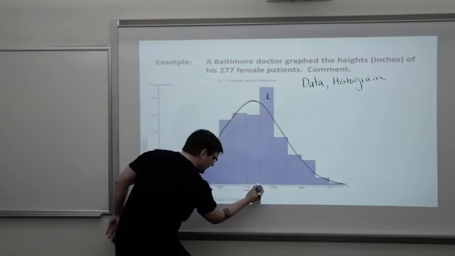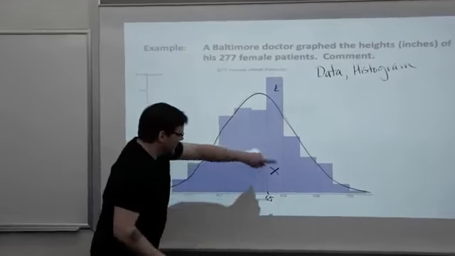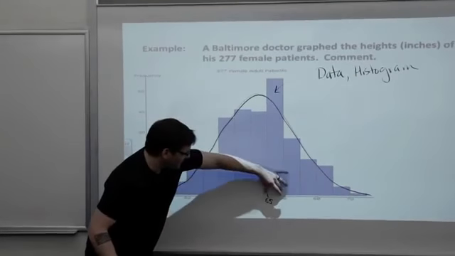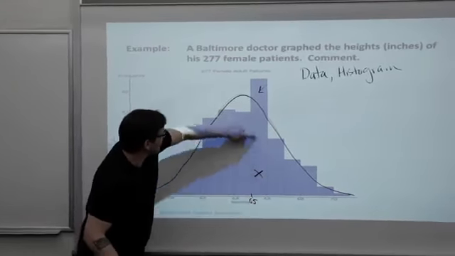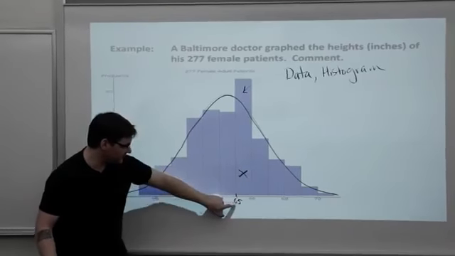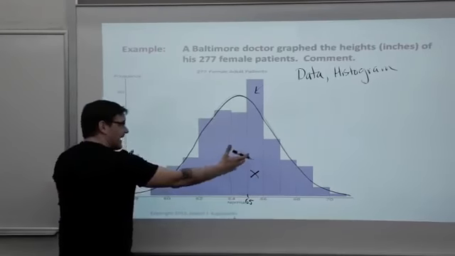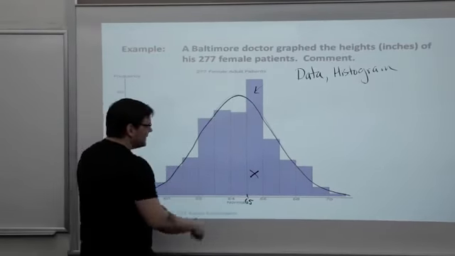When the doctor graphed the patient's heights, here's 65 up to 66, and how many females were in this 1-inch bin here? So I would go up to the top and I can see that there were over 50 females between 5'5" and 5'6". And so the blue histogram is a graph of the data.